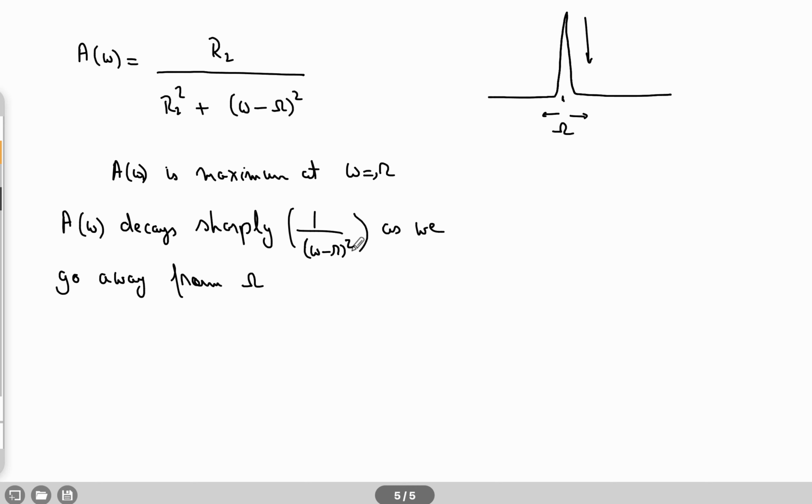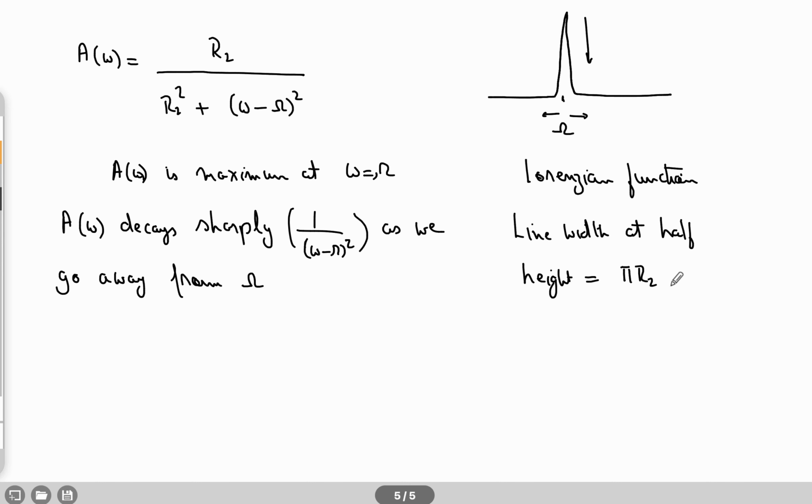So 1 over (omega minus capital omega) squared, right? So this is the Lorentzian peak, Lorentzian function. And it has a line width at half height of pi R2. Okay, this is in hertz, as I said earlier.